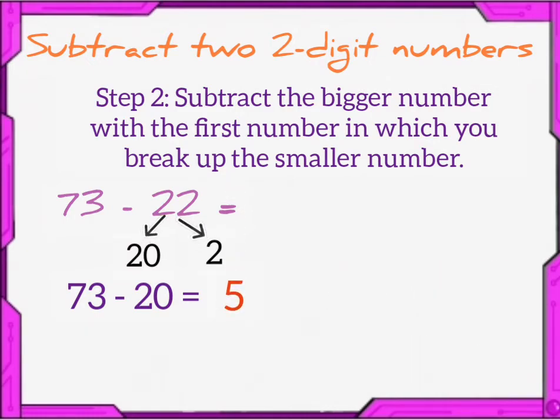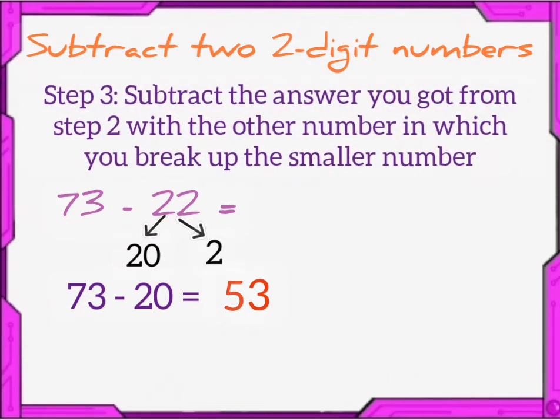But let us not forget about the ones place. So in the number 73, the 3 is in the ones place. And in the number 20, the 0 is in the ones place. So I will do this: 3 minus 0. So if you have 3 and you take 0, what will your answer be? Yes, it is 3. So I will write the 3 after the 5. So 73 minus 20 is equal to 53. That is not our answer. We still have to do one more step.